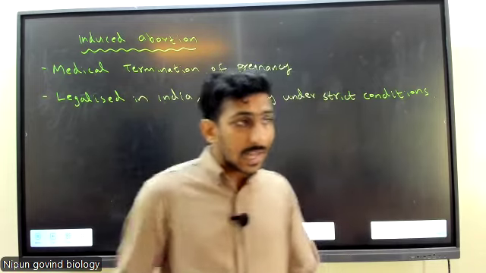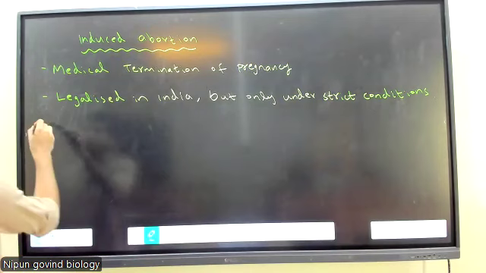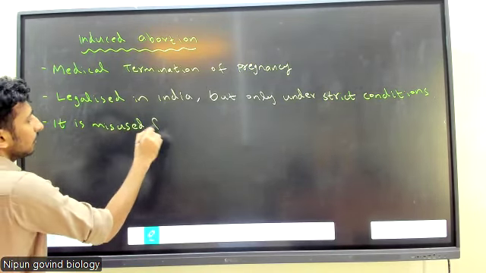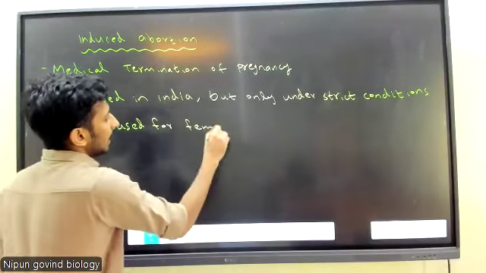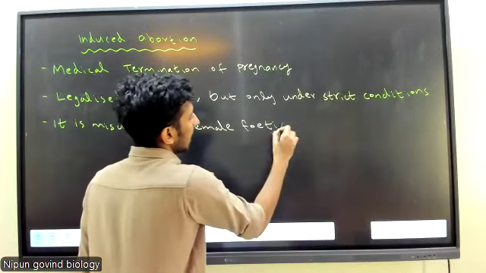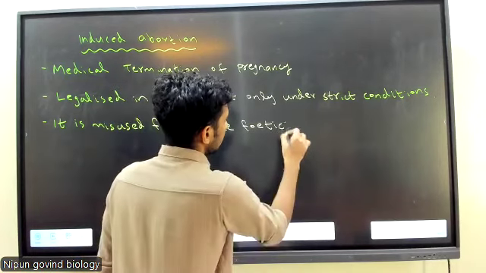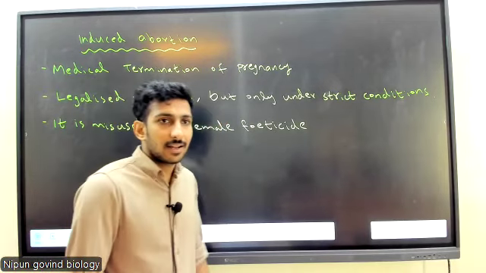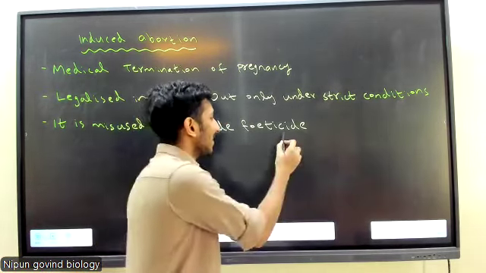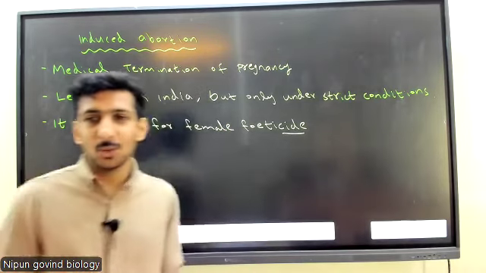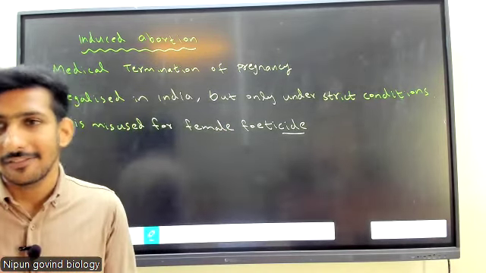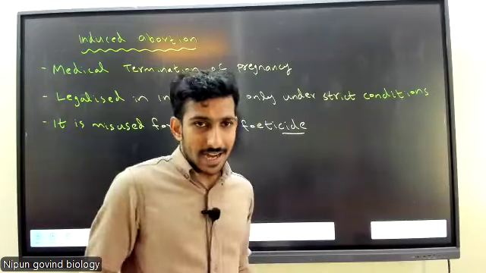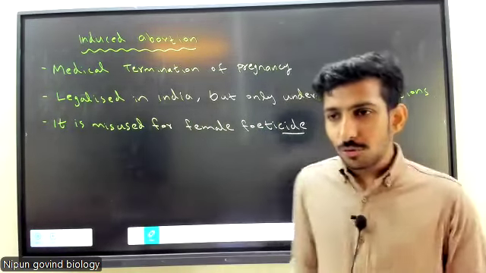And you know, it can be misused. It is misused for female feticide. What is feticide? Pesticide, suicide, patricide, matricide, homicide, everything means killing. Feticide is the killing of the fetus. Female feticide is killing the fetus if it is found to be female.